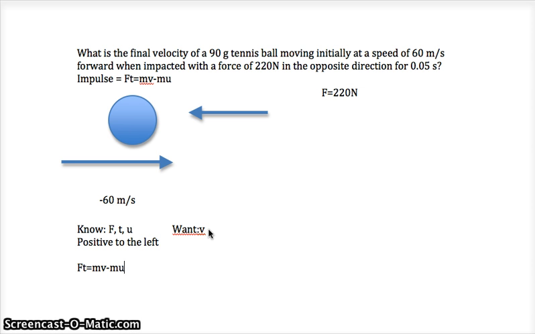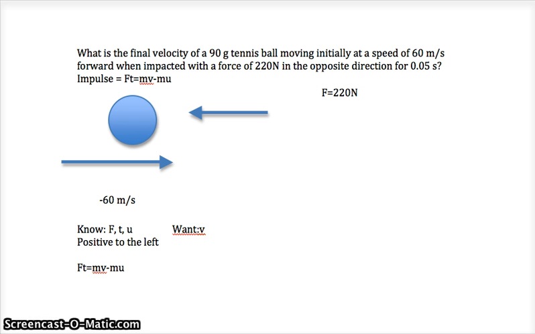The next thing to consider is this mass. This mass of the tennis ball is 90 grams. A lot of times people have been using whatever number is given as m in the equation, but that m needs to be in kilograms. So 90 grams, we divide by 1,000, is 0.09 kilograms.